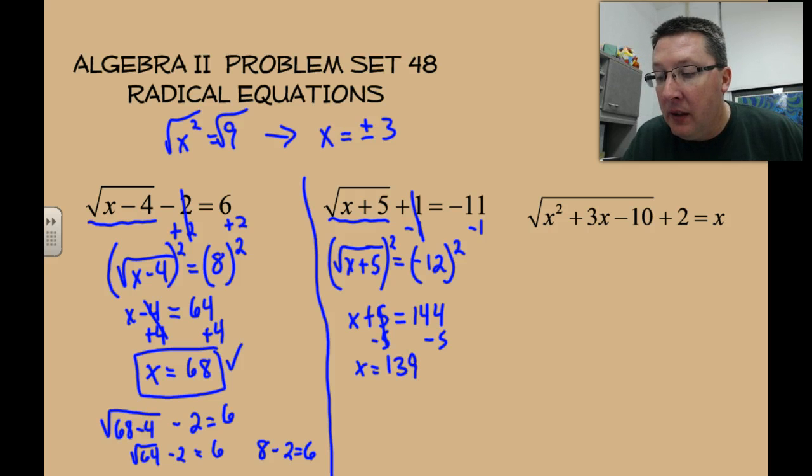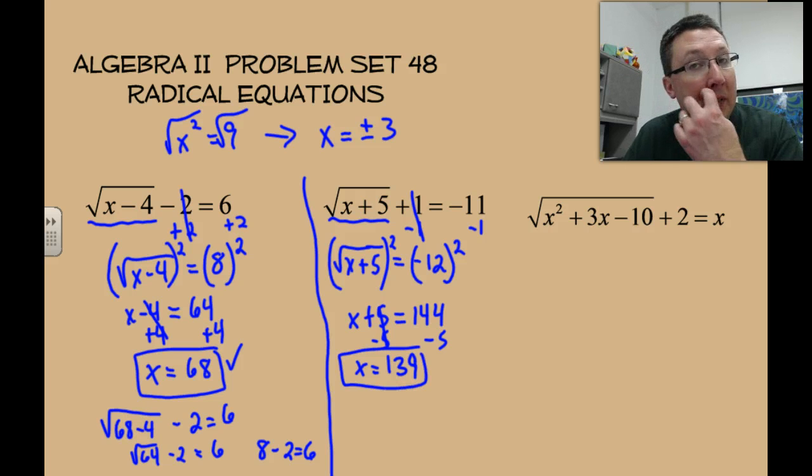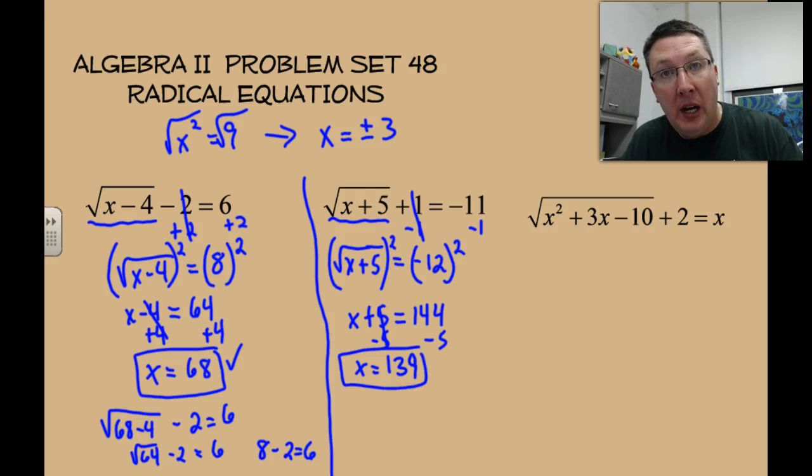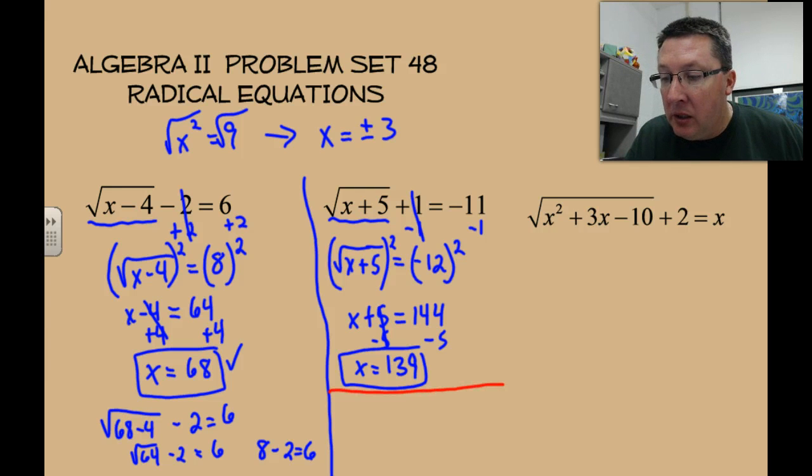Now again, we have to double check this and make sure that it works out. Make sure that that is a valid answer. So I go back to my problem. I'm going to switch colors here. So we can check. Square root of, I plug in 139 plus 5 under the square root, plus 1 equals negative 11. Okay, 139 plus 5 is 144.